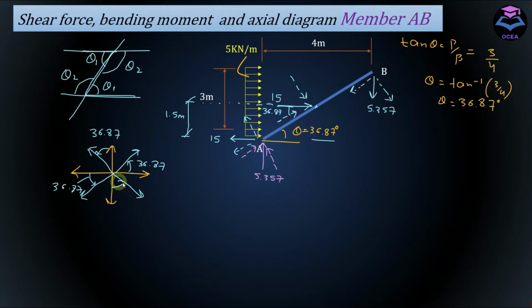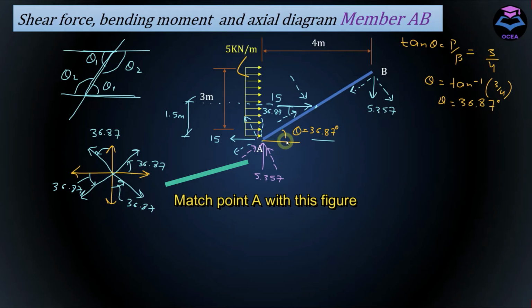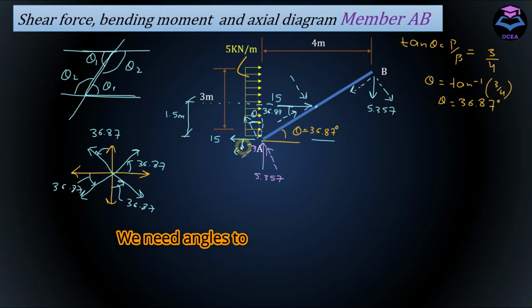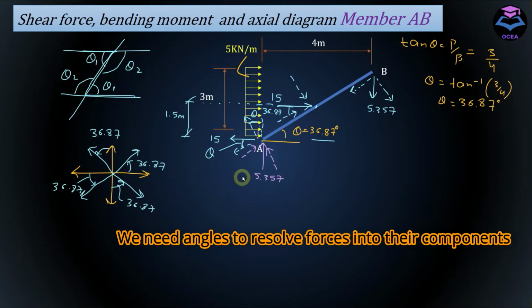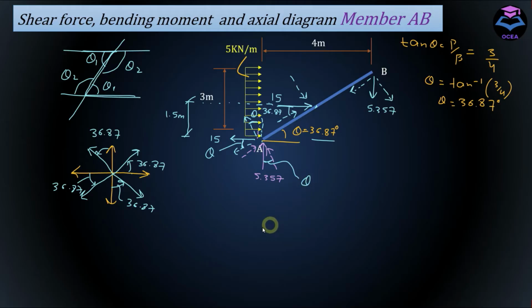And this one as well. So let's apply this concept at point A. Assume an imaginary line here. If this is theta equals 36.87, this angle is also going to be equal to theta. Similarly, this angle here is also equal to theta. And lastly, at point A, this angle is also equal to theta.